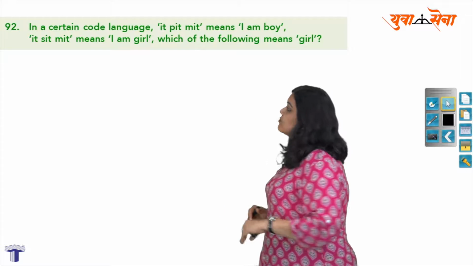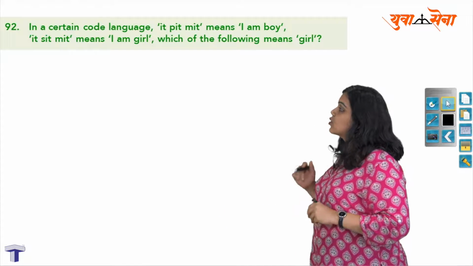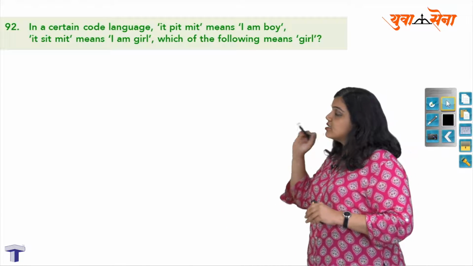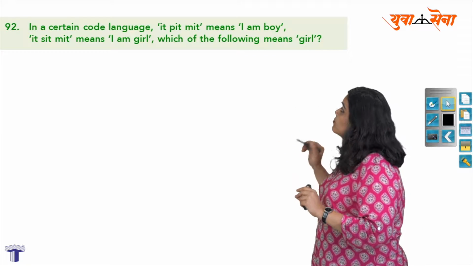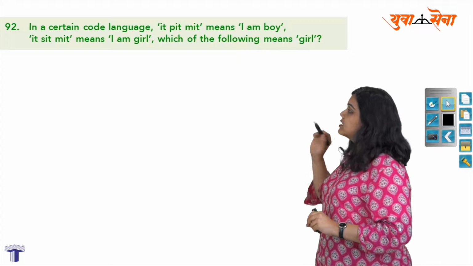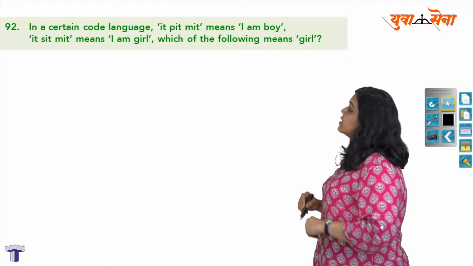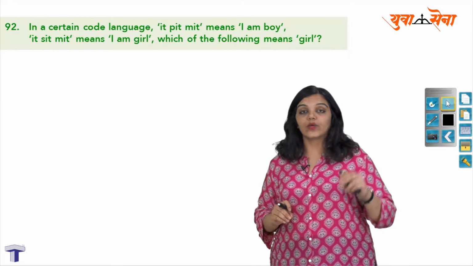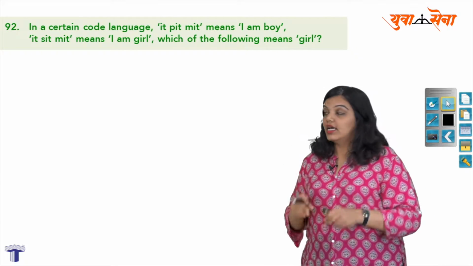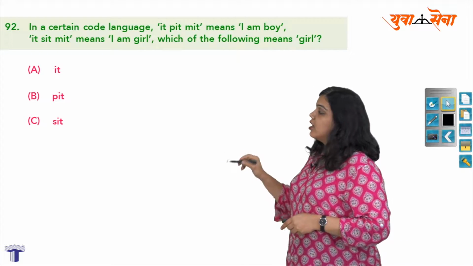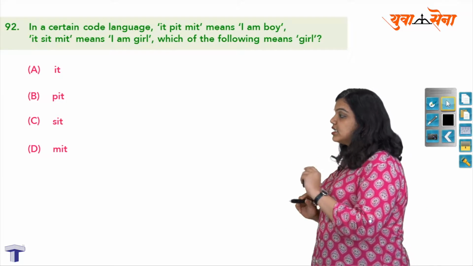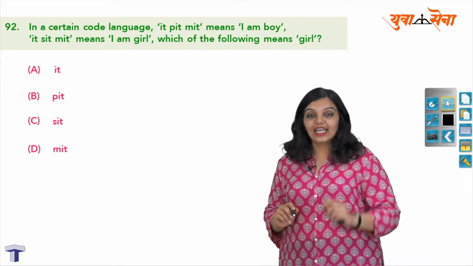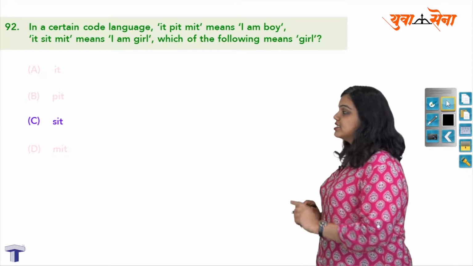So let's read the sum to see what has been asked of us in this question. They are saying that in a certain code language, it pit mit means I am boy. It sit mit means I am girl. And they're asking us which of the following words means girl. The options given to us are A, it, B, pit, C, sit, or D, mit. And the correct answer to this question is option C, sit.